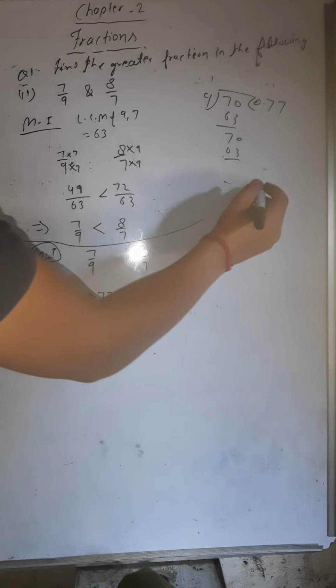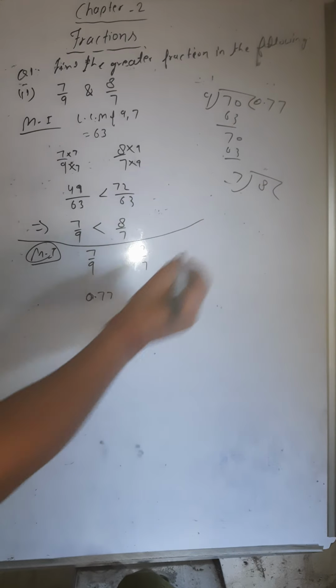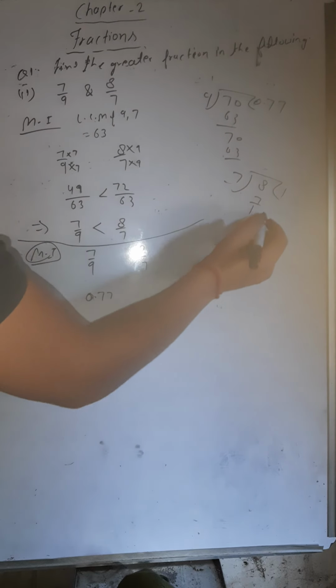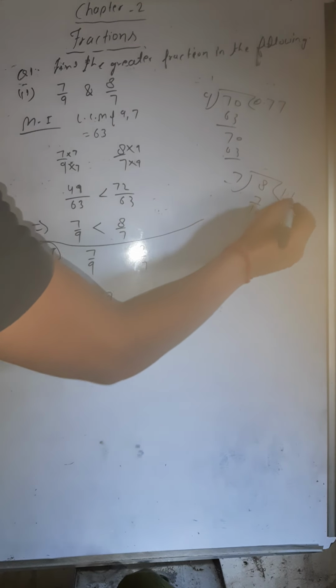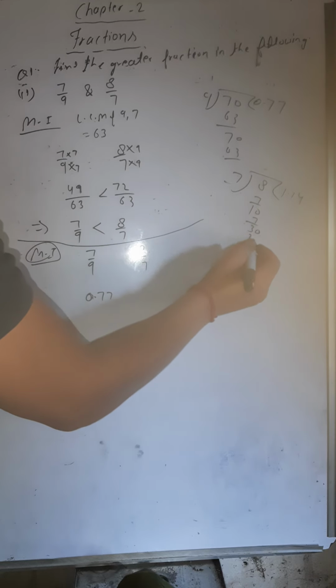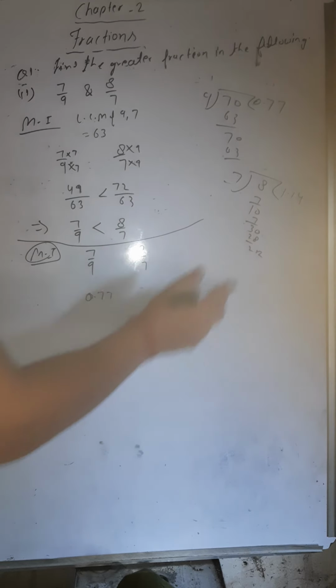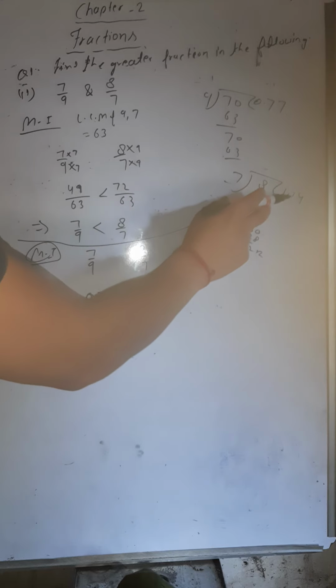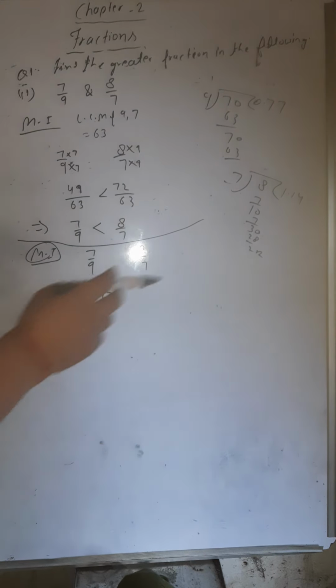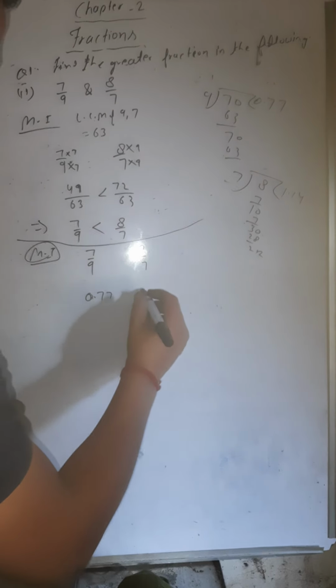Now here also you will divide 8 by 7. How much is coming? 7 1s are 7. 1. Decimal, 0. 7 1s are 7. 3. Then again 10. 7 4s are 28. 2 remainder. So after the decimal, up to 2 places after the decimal you have to find the answer. So you can see here the answer is 1.14.